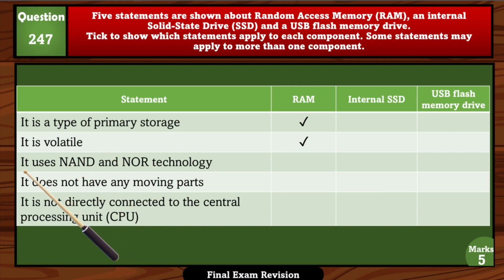Okay. Number 2, it uses NAND or NOR technology, so internal SSD and USB, they both use the NAND and NOR technology. It does not have any moving parts, so RAM does not have any moving parts, SSD does not have any moving parts, and USB flash memory drive also does not have any moving parts. It is not directly connected to the CPU. So SSD and USB flash memory drive, these are the two storage devices that are not directly connected to the CPU.